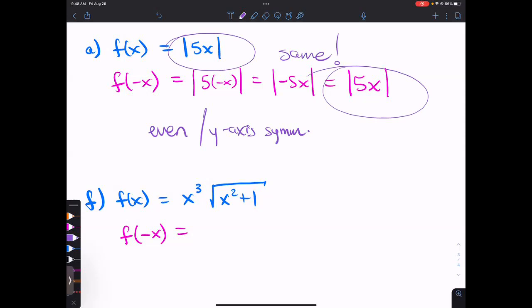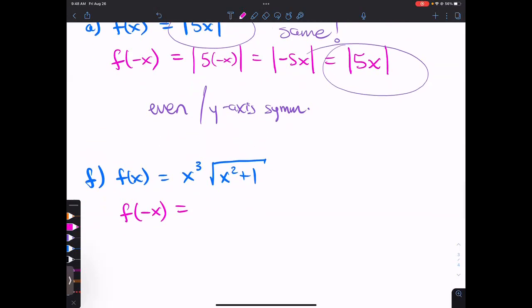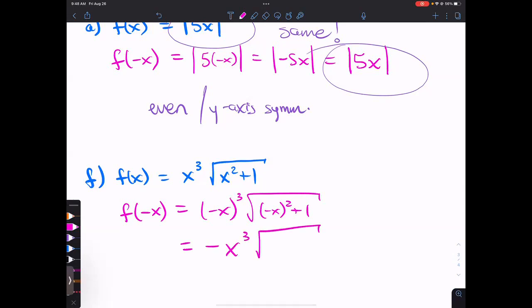Okay, what about part F? So again, the setup, same idea, replace x's with negative x's. Then simplify. How do we simplify that? Negative x times itself 3 times, or 3 copies, ends up being negative x cubed. And the other one, you've got negative x times itself, 2 of them, so that ends up being x squared.